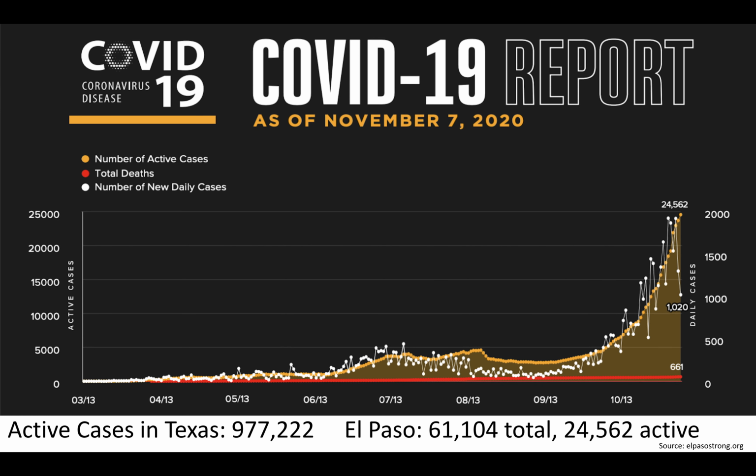In El Paso, coronavirus also continues to spread. Since the beginning of the pandemic, El Paso has had over 61,000 total cases. Texas has had just under 1 million cases.